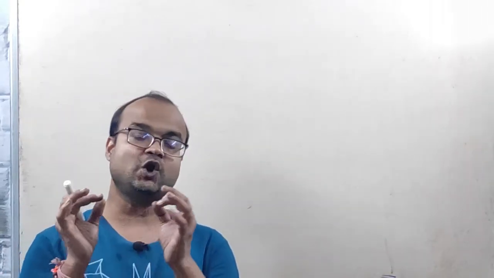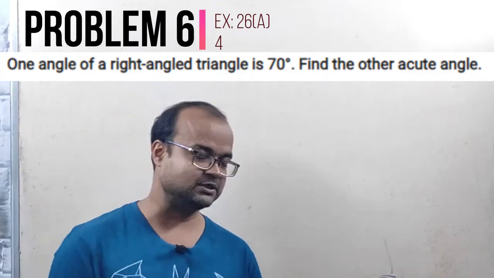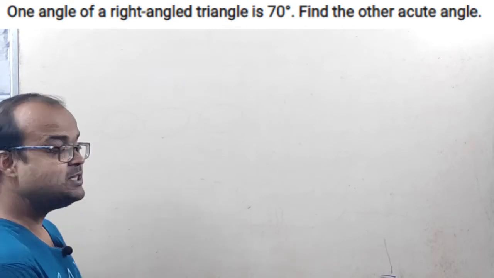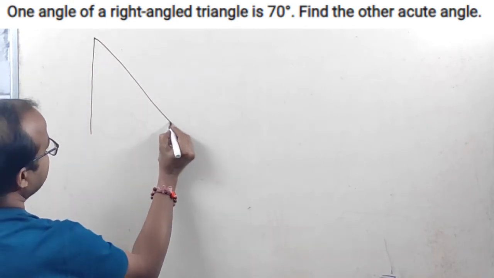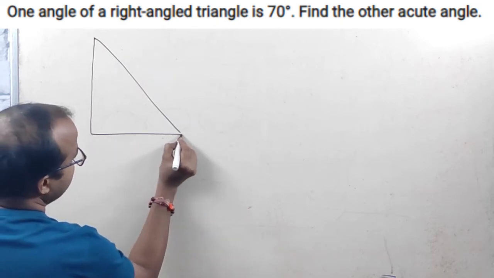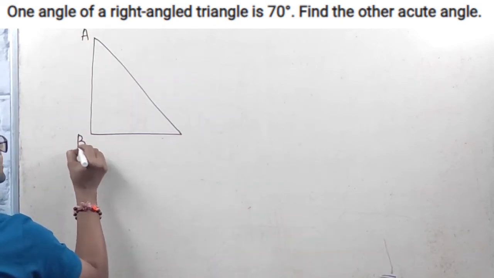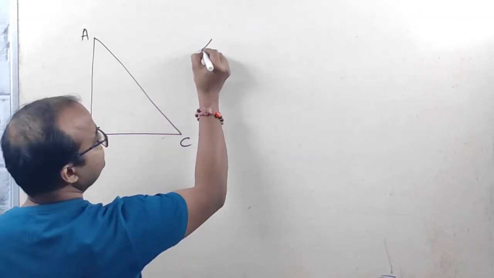Our next problem is, one angle of a right triangle is 70 degrees. Find the other angle. One angle of a right triangle means one of the angles is 90 degrees. Suppose this is a right angle triangle, or you can say it has a right angle. So suppose ABC is a right angle triangle where B equals 90 degrees.